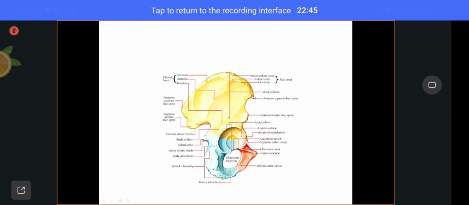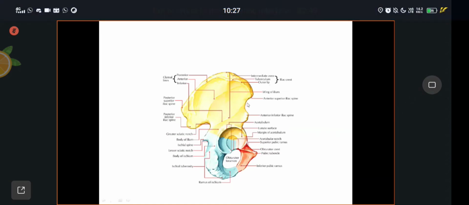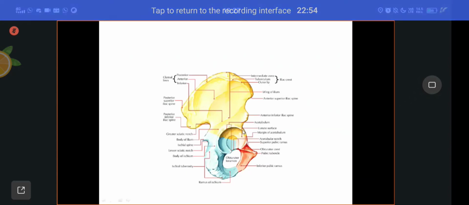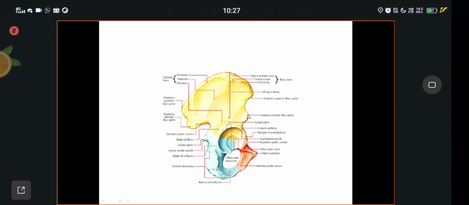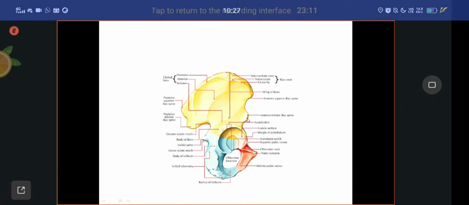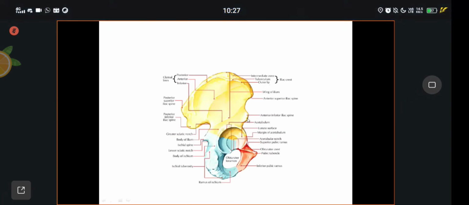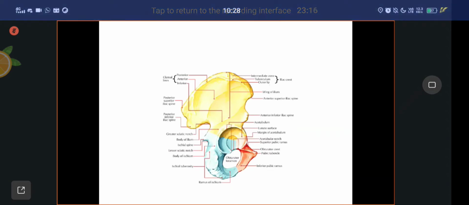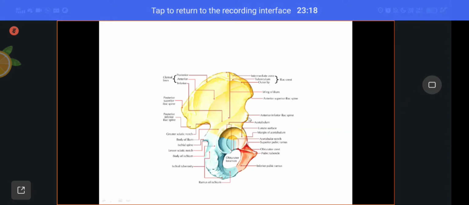So what did you study? The anterior border of the ilium extends from the anterior superior iliac spine, and there is a notch here, to the anterior inferior iliac spine, and below that to the acetabulum. The anterior inferior iliac spine gives attachment to the iliofemoral ligament, or ligament of Bigelow, the strongest ligament of the body. It also gives attachment to the straight head of rectus femoris.